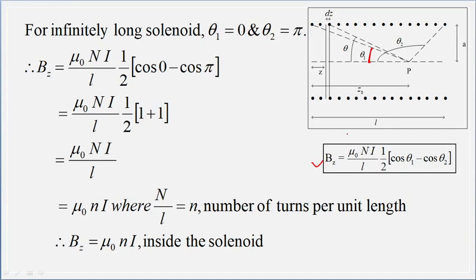So when you substitute in this formula cos of 0 and cos of pi, cos of 0 is 1, cos of pi is minus 1, minus minus plus. So 1 plus 1, 2. So this will cancel with this. And what you will get is mu naught Ni by L. And N by L, the number of turns per unit length, so it is mu naught ni. And this is what you have found in the 12th standard.